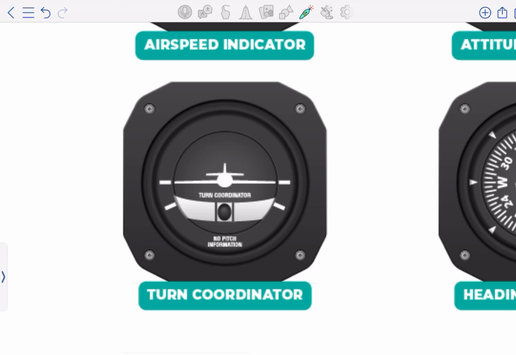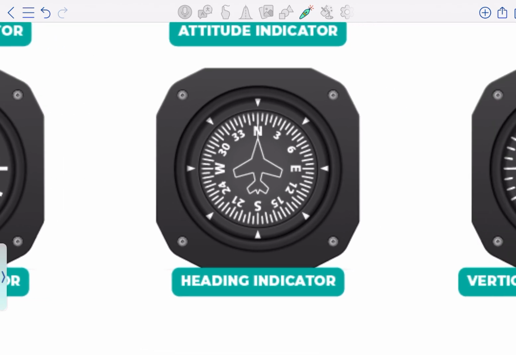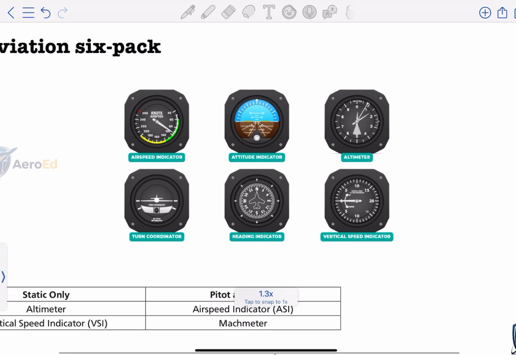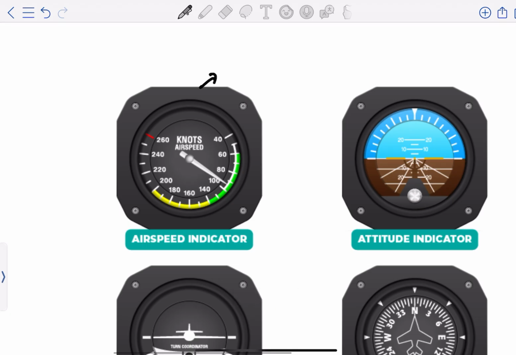The turn coordinator tells us the rate of turn, and also shows us if the aircraft is skidding or slipping, right? The heading indicator indicates the heading of the aircraft. The vertical speed indicator shows us the rate at which the aircraft is climbing or descending. There's a reason why I teach you this: the airspeed indicator works on dynamic pressure.